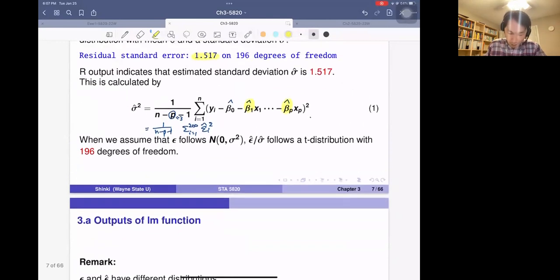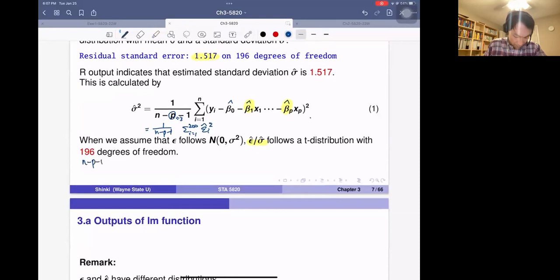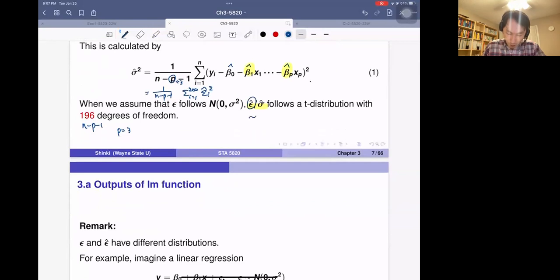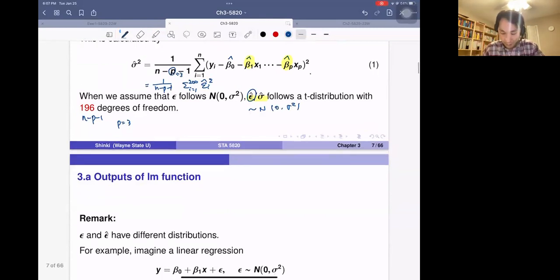It's known that epsilon hat over sigma hat follows a t distribution with degrees of freedom 196. This is n minus p minus 1, which is 196. So epsilon is normal, that is the assumption, but epsilon hat is distributed t. So if your residual plot is slightly heavy-tailed, that is actually natural. The t distribution is a little more heavy-tailed than the normal.